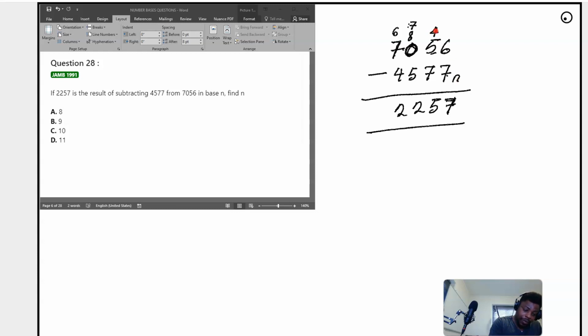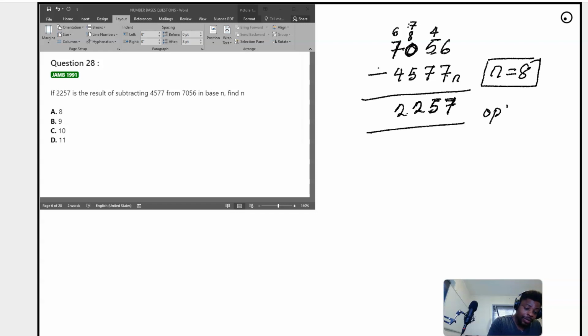So 8 plus 4, that is 12. 12 minus 7, that is 5. Correct. So 7 minus 5, this is 2. Correct. 6 minus 4, this is 2. So it simply means my n is equal to 8. So that is the base, 8, by using the option.